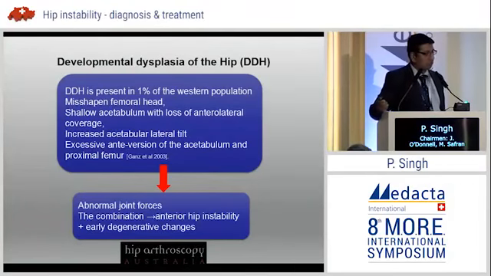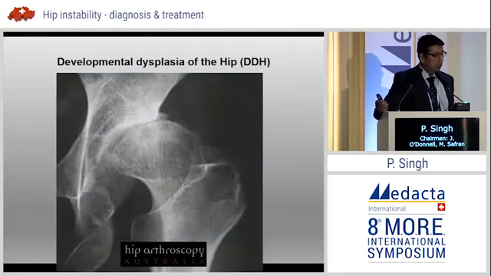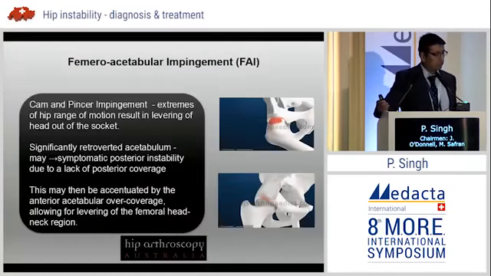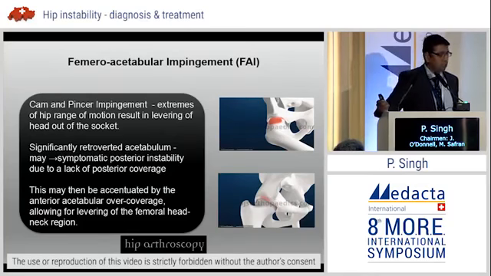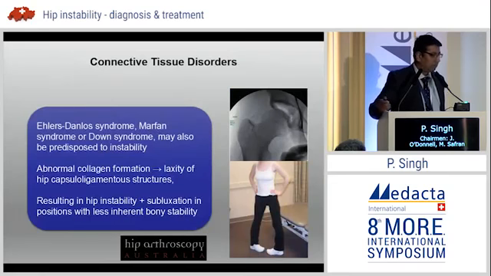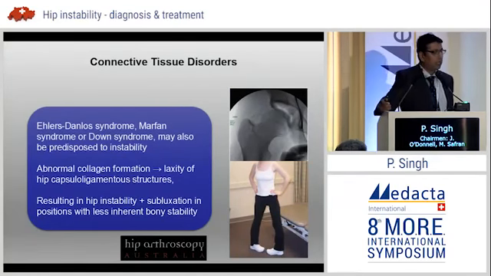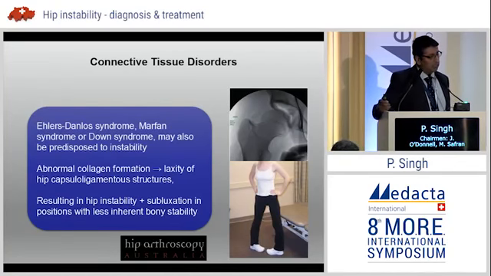So in DDH, there's dysplasia, there's abnormal joint forces, and the combination leads to hip instability and degenerative changes in the hip joint, and we'll all be familiar with this appearance in our dysplastic hip patients. In the presence of femoroacetabular impingement, we've heard about how the cam lesion, the pincer lesions and the focal pincer impingement lesions can lead to a levering effect and microinstability, particularly posteriorly, damaging the hip joint anteriorly and posteriorly, leading to early degenerative changes. In connective tissue disorders such as Ehlers-Danlos syndrome, Marfan's, and Down syndrome, we know there's abnormal collagen, and that's always going to be the case. And they can display signs and symptoms of instability, and they have an inherent instability situation. Whether it can be corrected or not is debated.